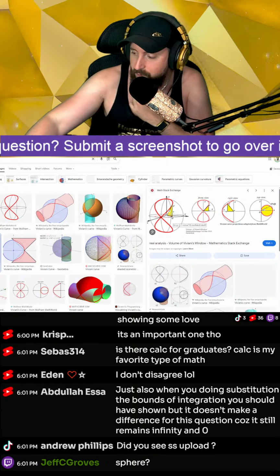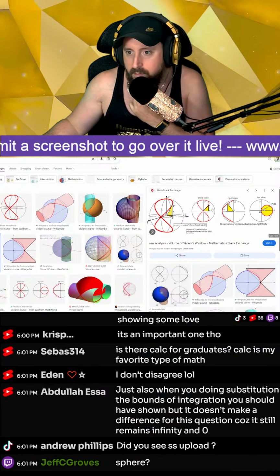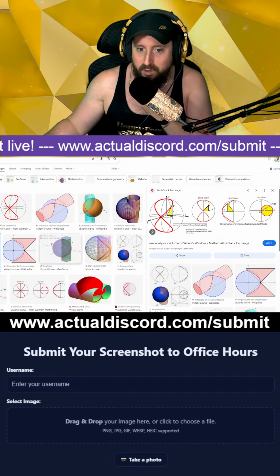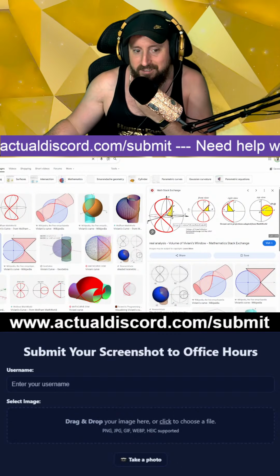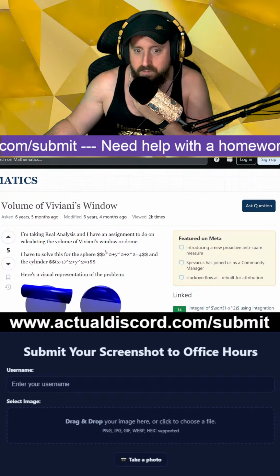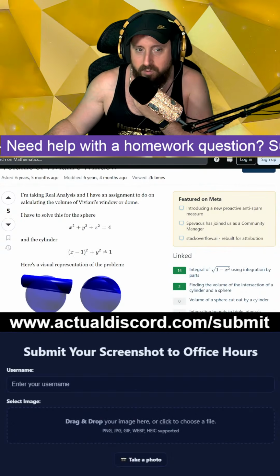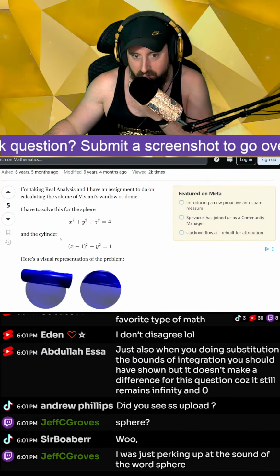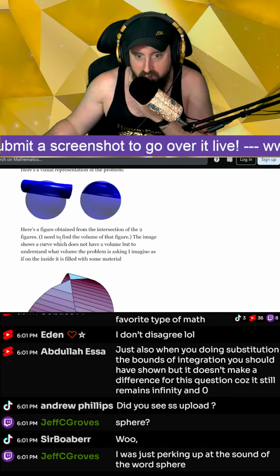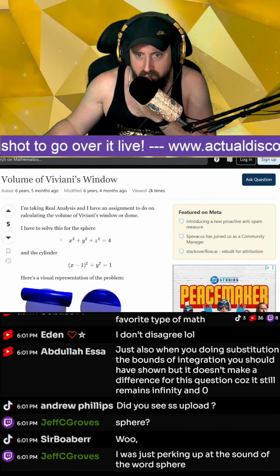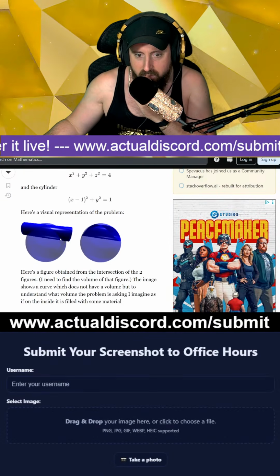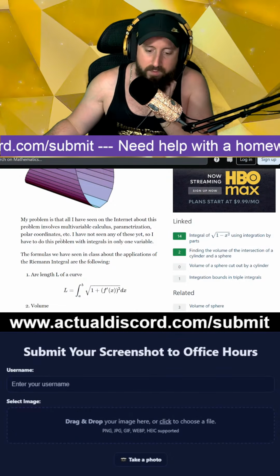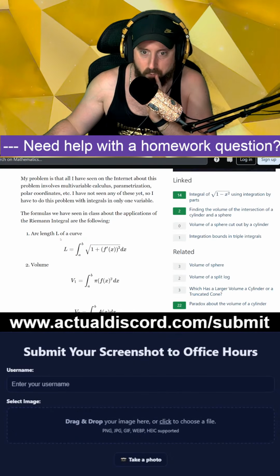It is a sphere, right? I think it's a sphere. Or this is like Viviani's window. Is the window the same as the curve? Solve for the sphere and the cylinder. Right, so this is going to be vector calculus. There's going to be parameterization, polar coordinates.